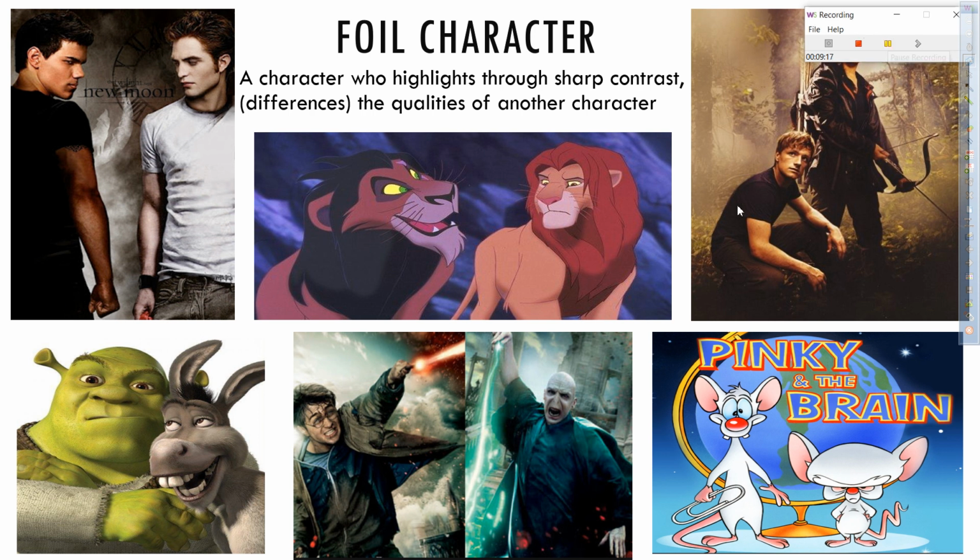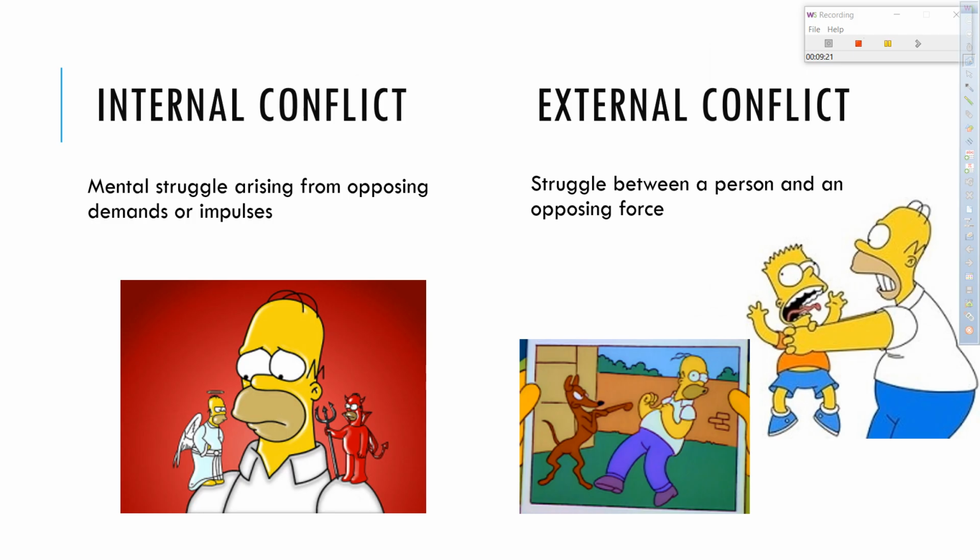Alright, you guys, we're going to move on from foil character. This slide has internal conflict versus external conflict. An internal conflict, you guys already know, it's a mental struggle arising from opposing demands or impulses. So in my visual, I have Homer Simpson with a little angel on his shoulder and a little devil on the other. He's just maybe considering making a difficult decision. The other visuals represent external conflict. An external conflict is a struggle between a person and an opposing force. Those are the two terms for conflict.